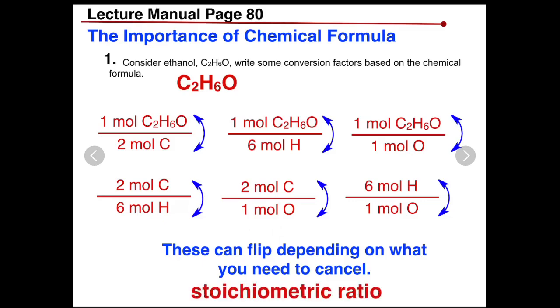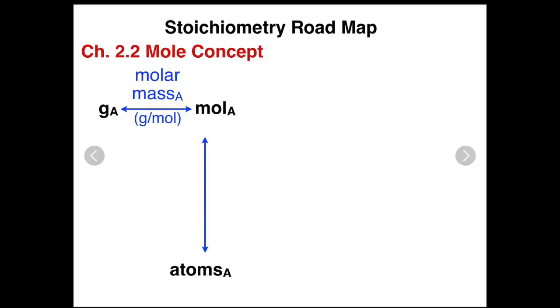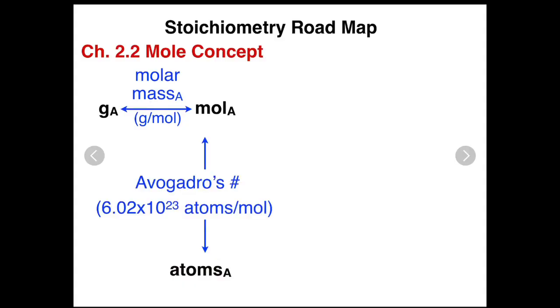What do I mean by that? This ratio that we are looking at is called the stoichiometric ratio. Let's tie back into what we already know. In chapter 2.2, when we talked about the mole concept, you looked at grams and moles by using the molar mass of only one element. For example, if you're looking at iron, it's going to be grams of iron. You convert that to mole of iron by using its molar mass in grams per mole. You can also convert from mole to number of atoms of iron by using Avogadro's number, as we learned in chapter 2.2. So there are this many atoms per mole.